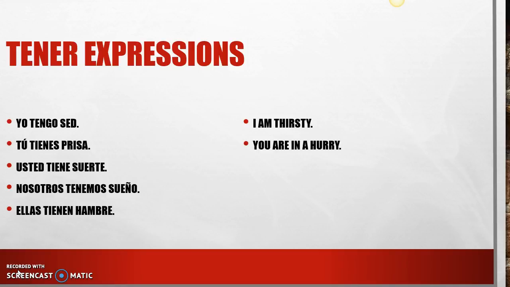Tú tienes prisa. Since our subject is tú, we conjugated tener in the tú form. Tener prisa translates to be in a hurry. So tú tienes prisa is you are in a hurry.